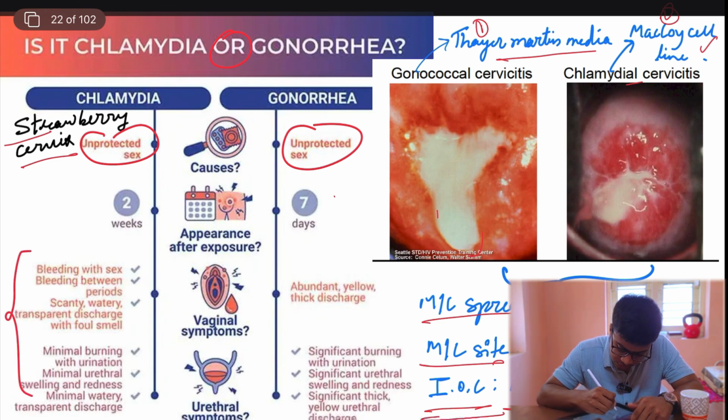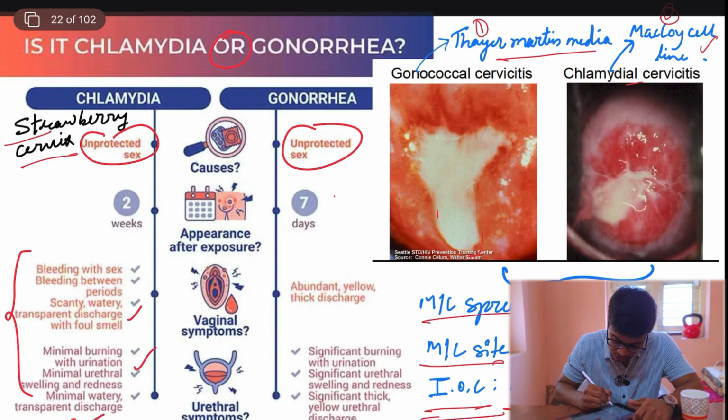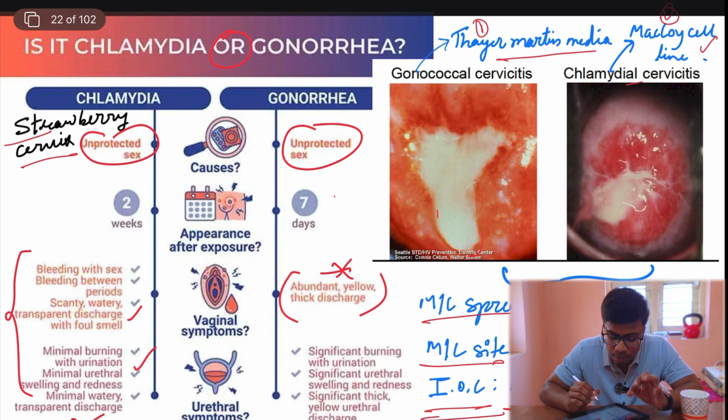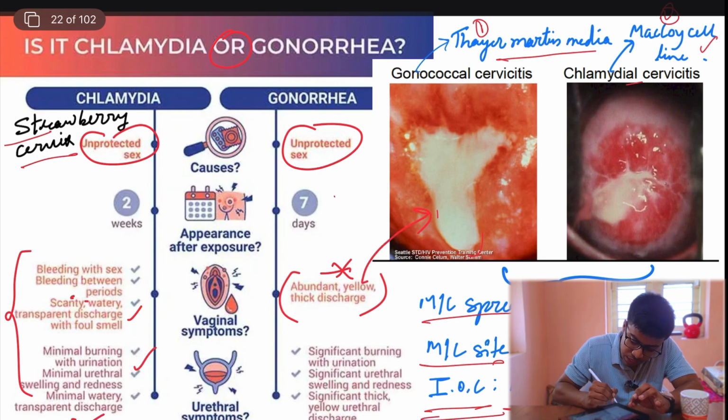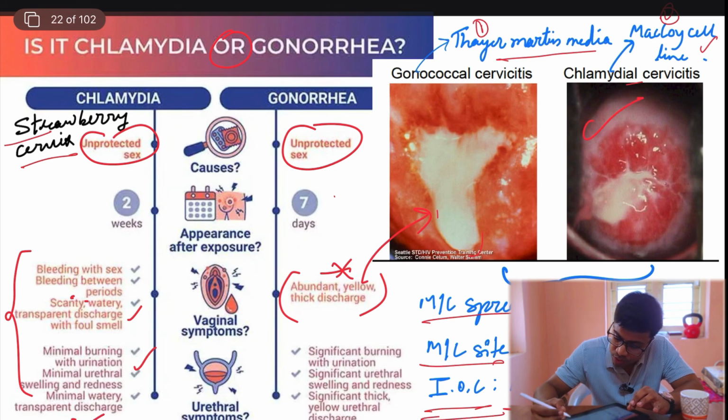So bleeding with sex, bleeding between periods, scanty watery transparent discharge, scanty discharge with foul smell, minimal burning with urination, minimal urethral swelling and redness, minimal watery and transparent discharge. In this case, there will be abundant yellow thick discharge. When they say abundant, it means gonorrhea, and yellow and thick is gonorrhea. And when this is scanty, it's candida. This is scanty for candida cervicitis.